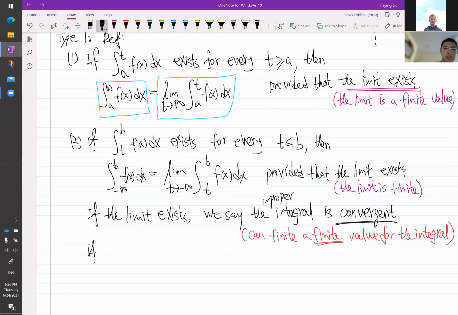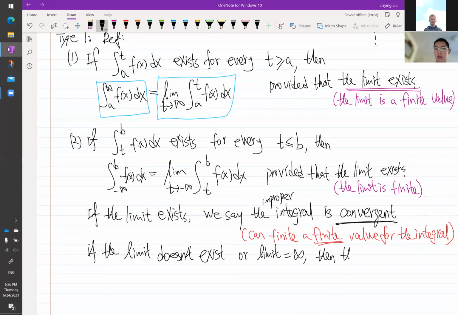So if the limit does not exist, or the limit ends up to be infinity, then the improper integral is divergent. That's something to keep in mind. If you have a question asking, is this improper integral convergent or divergent? You're going to try to find the limit, see what the limit gives you.